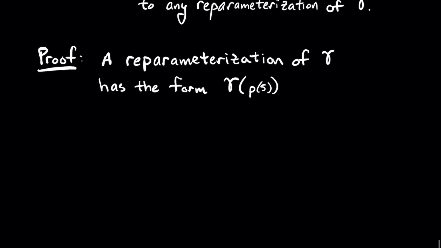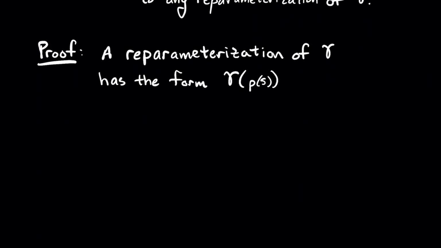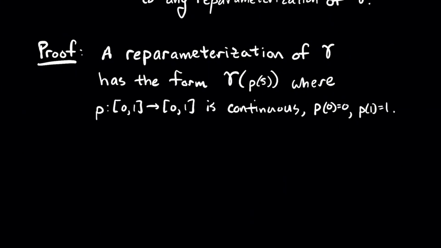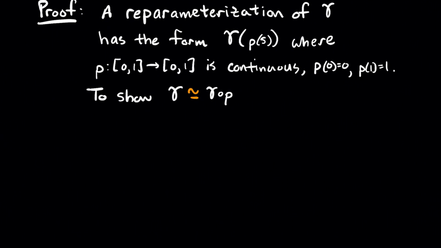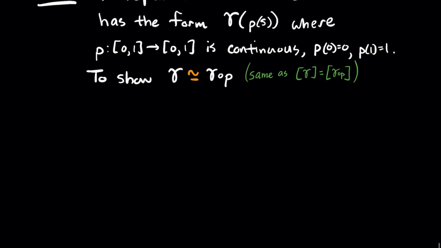And the way that we're going to prove that is, well, any reparameterization of gamma has the form gamma of p of s, where this function p is a function that takes a real number between 0 and 1, and it outputs such a number as well. It's continuous, p of 0 is 0, and p of 1 is 1.